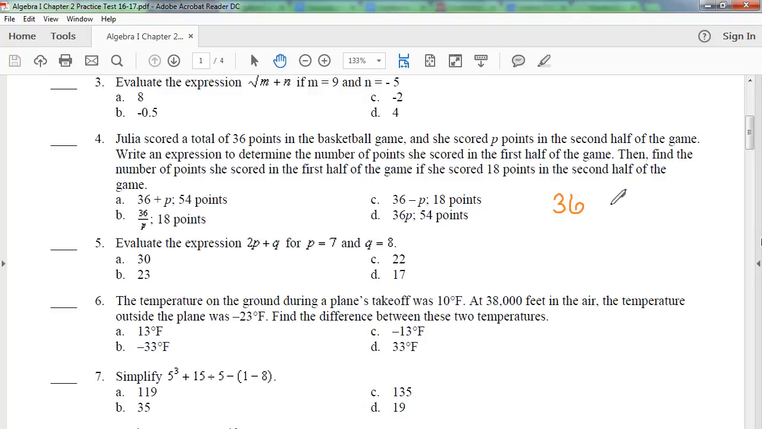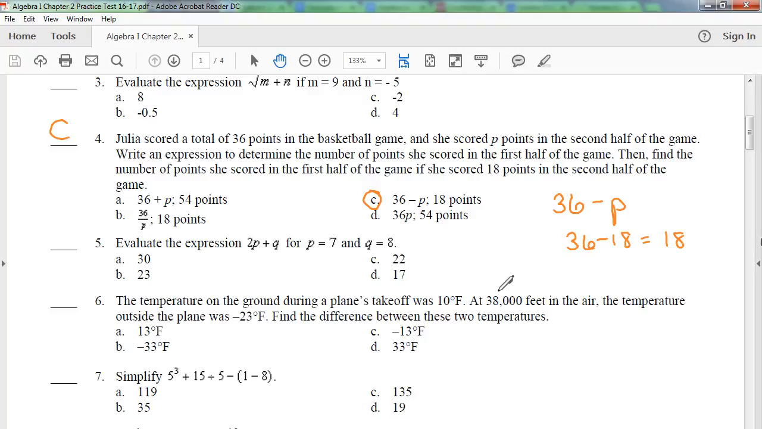Okay, if she scored a total of 36 points and P of them were in the second half, then the first half would have to be 36 minus P, because we know that the first half plus the second half, P, would equal 36. So 36 minus P would give us our first half. That is option C already. We can do, if she scored 18 points in the second half, that's when we would plug in 18, and that does indeed give us that the first half must have been 18 points. So number 4 is C.